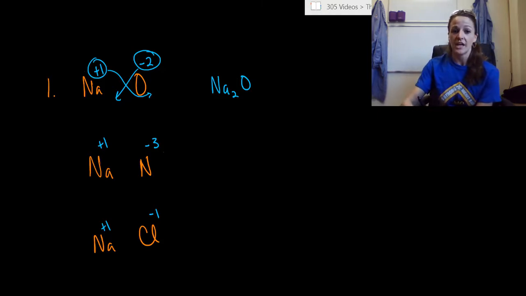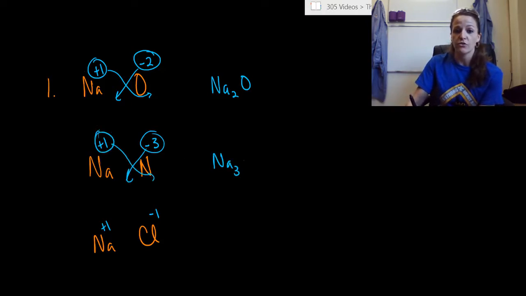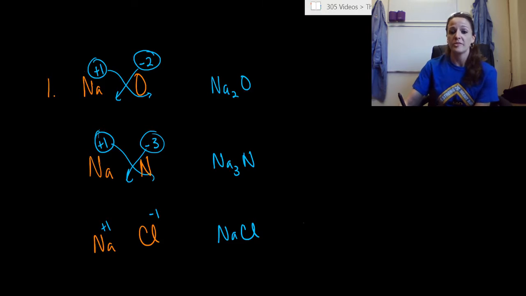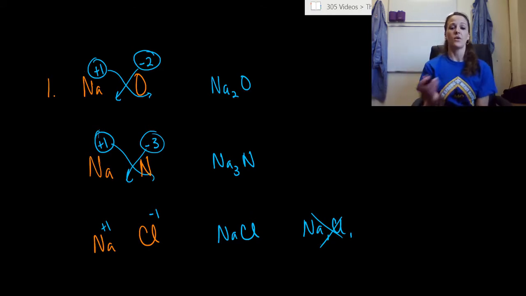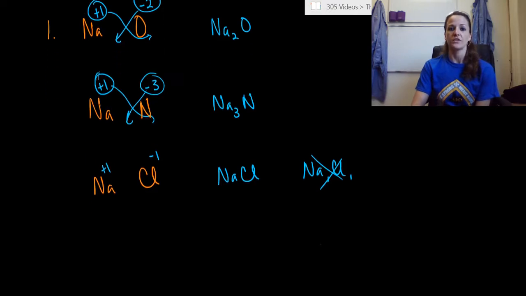All right, now for this one, again, we swap, so the 3 comes down here at the bottom, the 1 comes down here, and so we end up with Na3N. Simple as that. And then the last one, hopefully you could see that one and right away go NaCl. Some students want to write Na1Cl1, but that's just not conventionally how we do it. We drop the ones, we ignore it, we imply that there's a 1 if it's there, and so NaCl would be the perfect one. All right, so hopefully that makes sense.